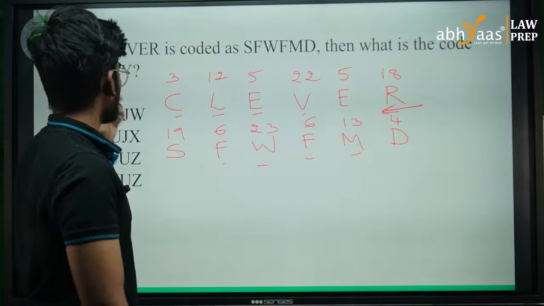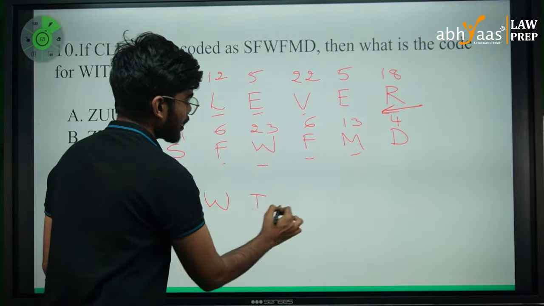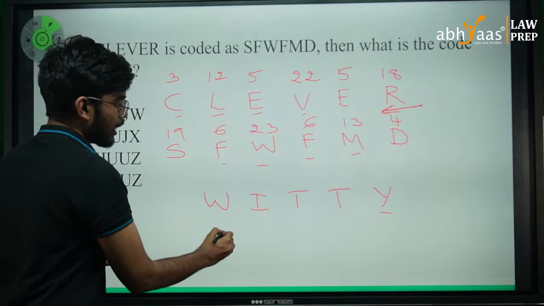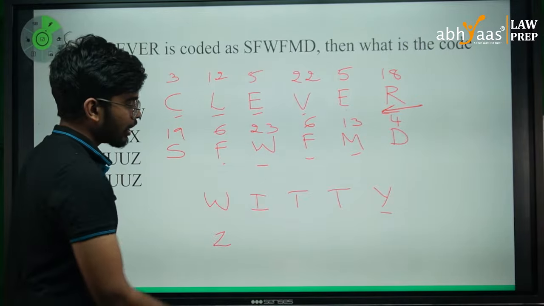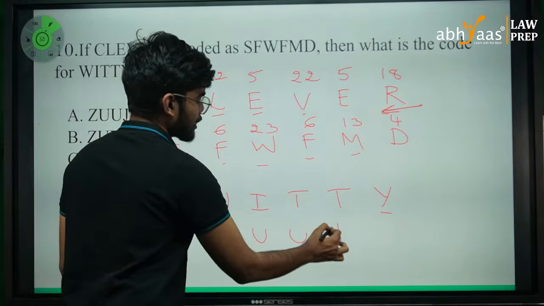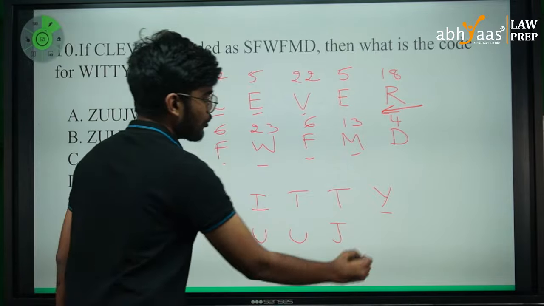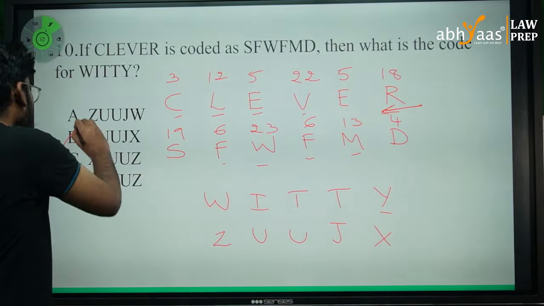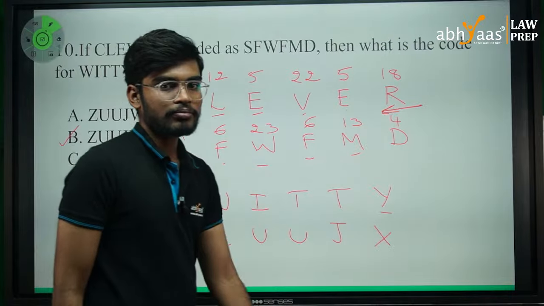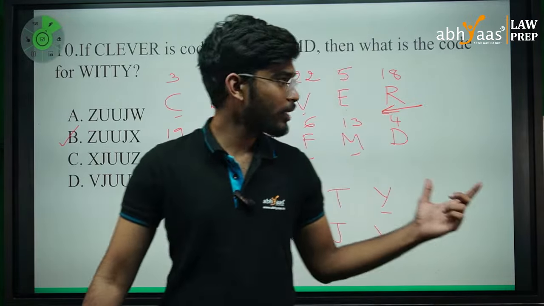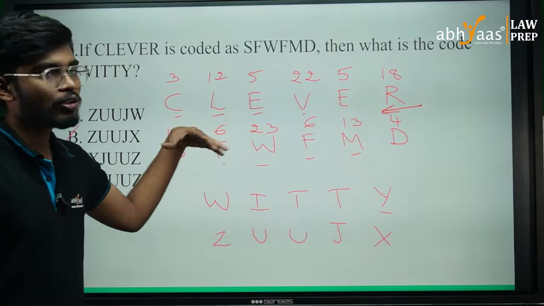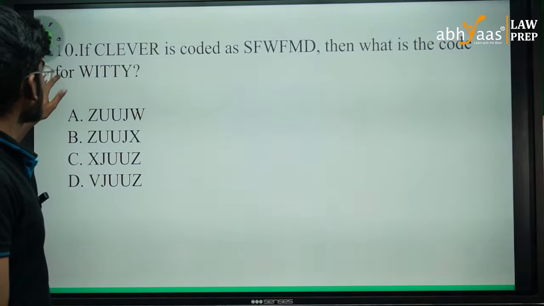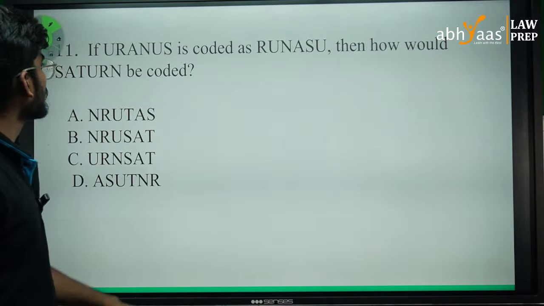So what will be the code of WITTY? It is simply reversing plus 1. What is the next letter after Y? You are supposed to write it from the first. It is Z. T. What is the next letter after T? It is U. U. I. What is the next letter after I? It is J. And W and X. So Z U U J X is the answer, which is in option B. I hope I am clear. And for now, I hope I completed 90% of the topics which might be asked in your UG standard exams. Anyway, yeah, let us solve one more thing.